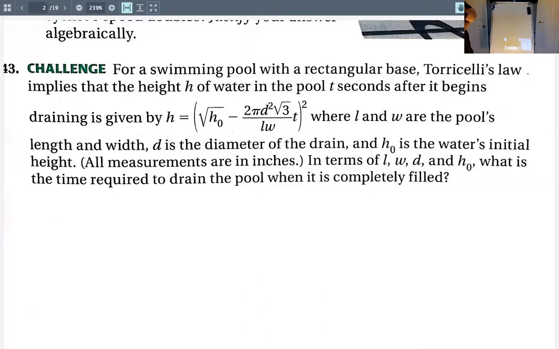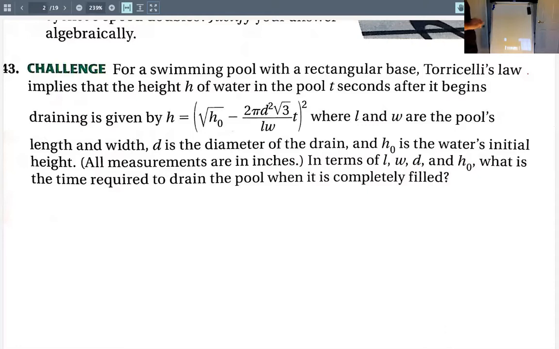Then it says, what is the time? That means it needs to be solved for time. So in the end, it needs to say T equals, and then on the other side, you better see an L, a W, a D, and an H naught, but not an H. How do you like that? So you have to somehow get H out of there, and what's left needs to be L, W, D, and H naught, with any other constants being okay. If you have constants in there, that's fine. Like the square root of 3 could still be there, possibly. Pi is probably still going to be there. Those constants will remain.